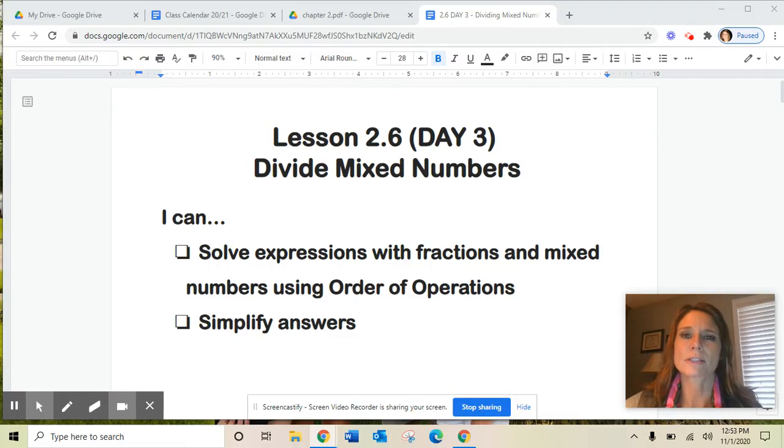So today our focus is mostly on order of operations. We'll have a little bit of division with some mixed numbers, but we'll also throw in another operation. That operation could be a little bit of multiplication in a fraction, or addition or subtraction with a fraction. And then we always want to make sure that our answers get simplified. So let's get started here.